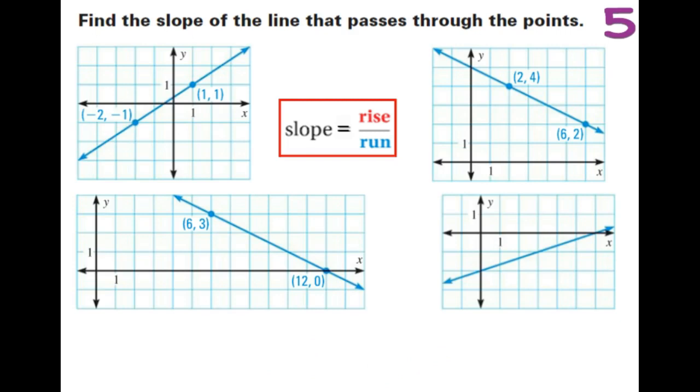Now we are going to, instead of just saying positive, negative, 0, or undefined, actually find the slope, meaning a number. It's going to be a fraction, with our rise first, up and down, and then our run, left to right. Now I like to think of slope as an elevator.